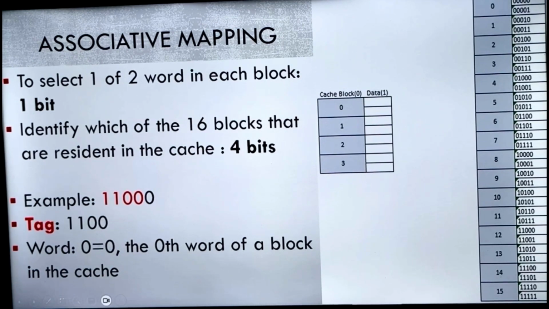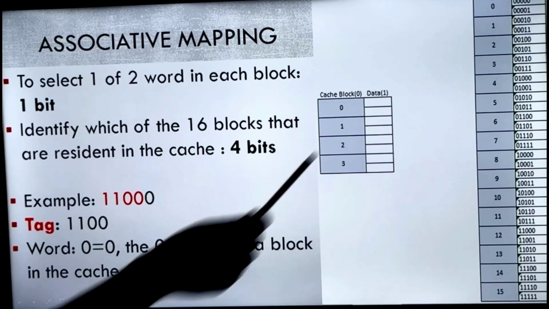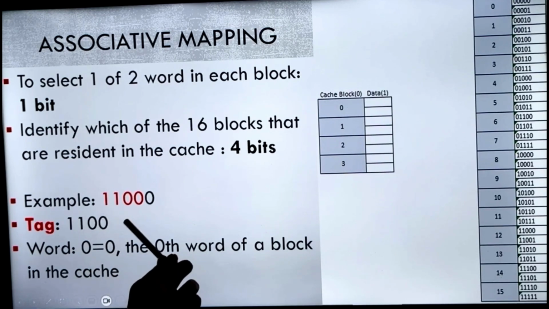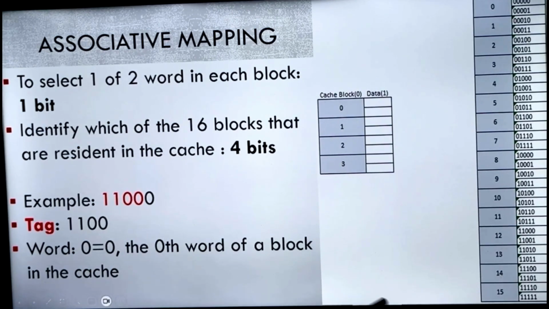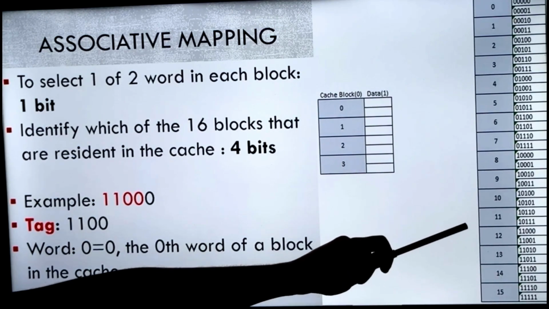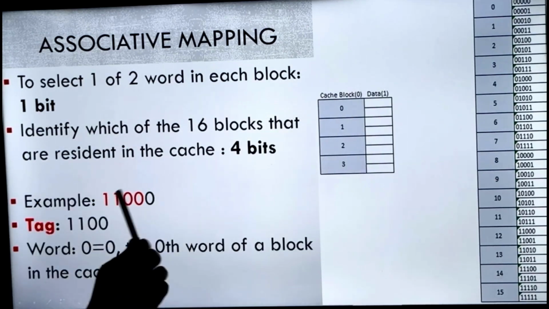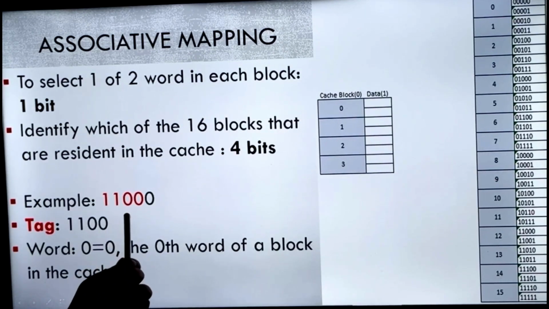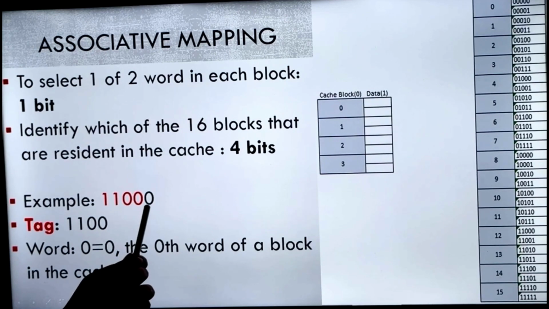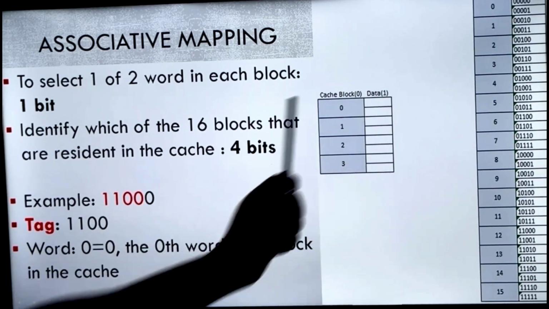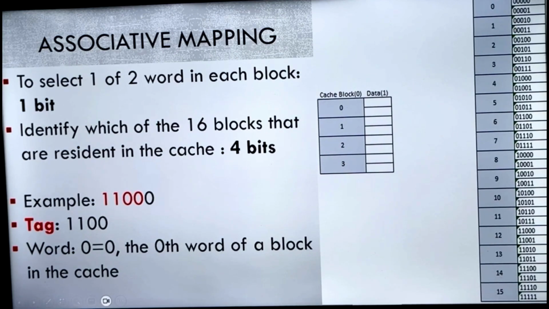Tag 1100. So the tag ranges from 0000 to 1111. Right? Total 16 blocks are there. So where is 1100? You check it. If this is 1111, then you can find where 1100 is. Once you get the memory block, you know where to go. Where to go? The word number 0. So we have two words, so word number 0 will be there. Whatever I discussed, the same thing is here.